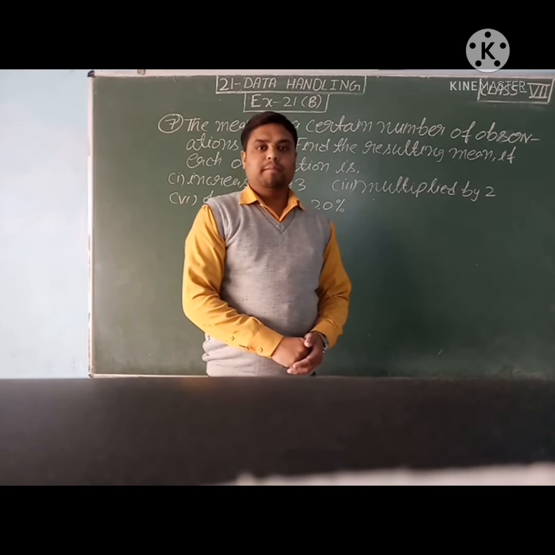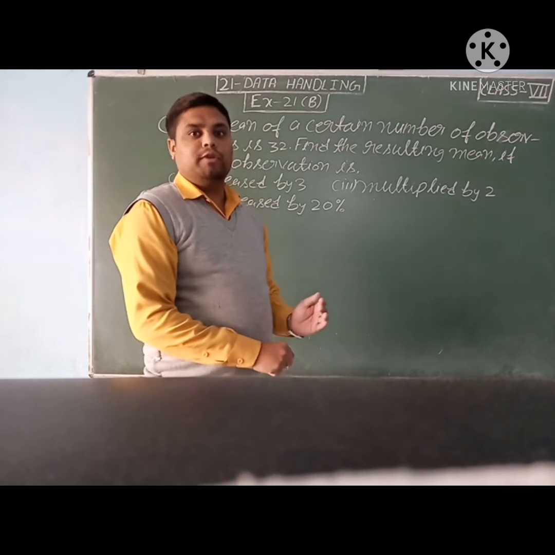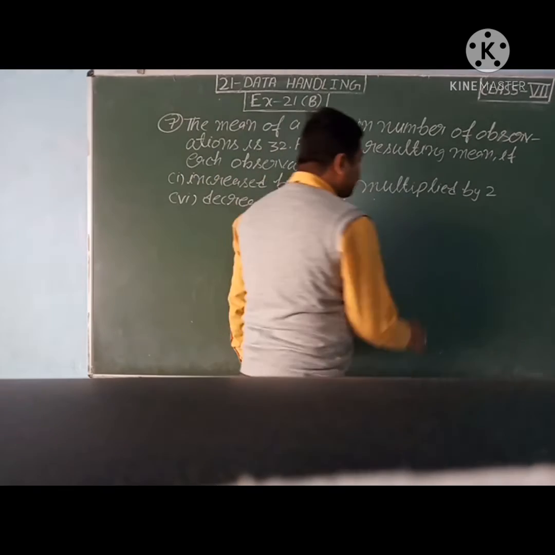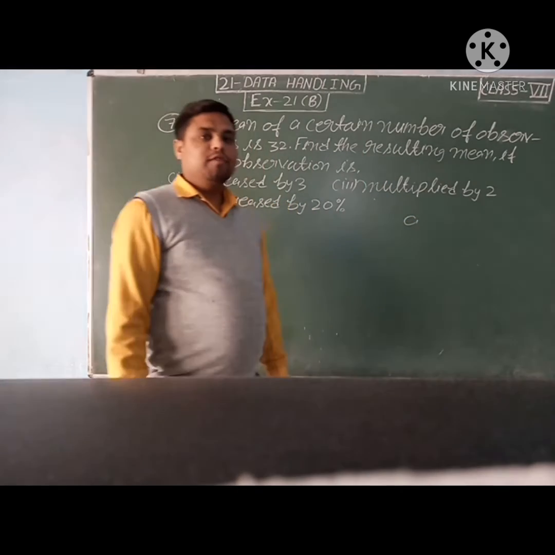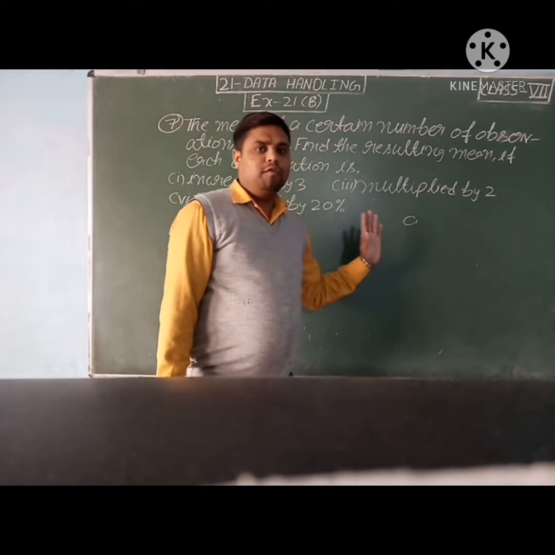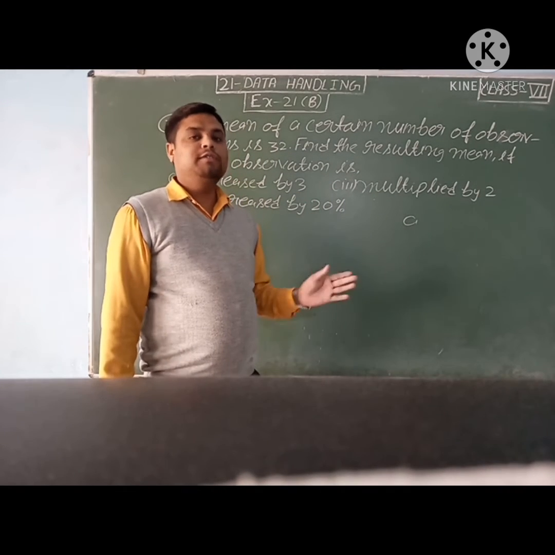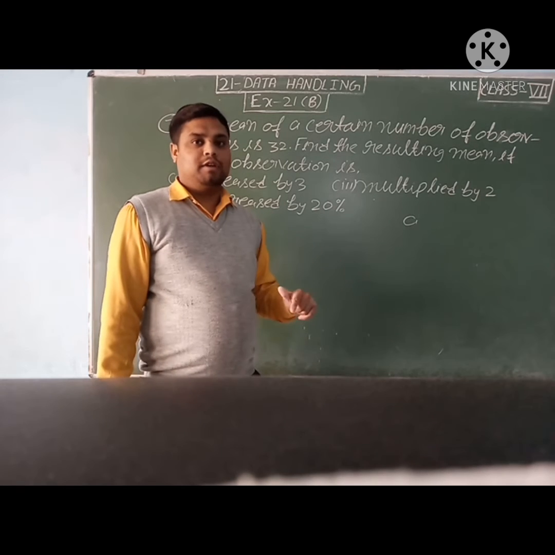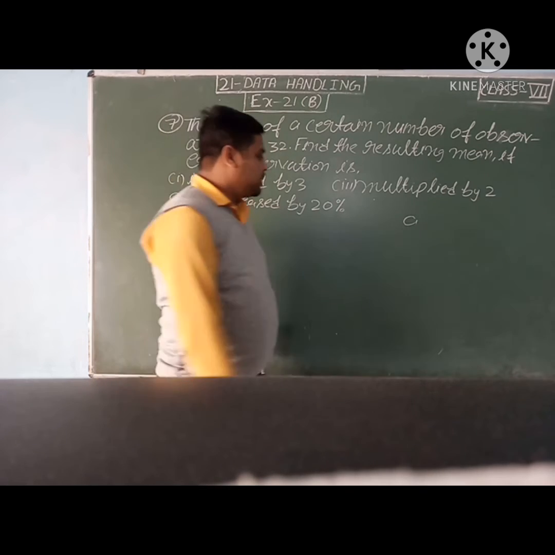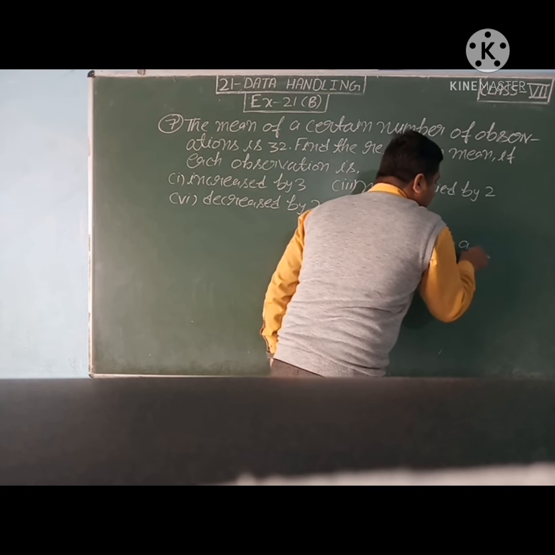Now students, question number 7. Before starting question number 7, see the property about the mean. If a certain number of observations has mean A, and every observation is increased by 7, in that condition, the new mean will be A plus 7.